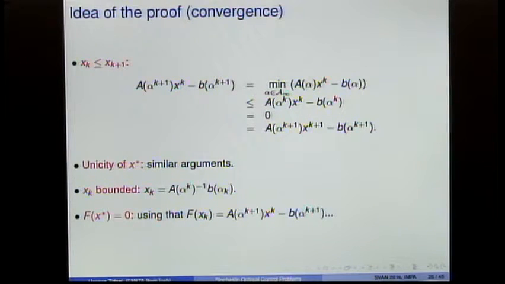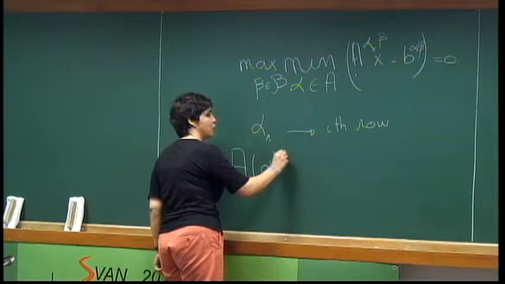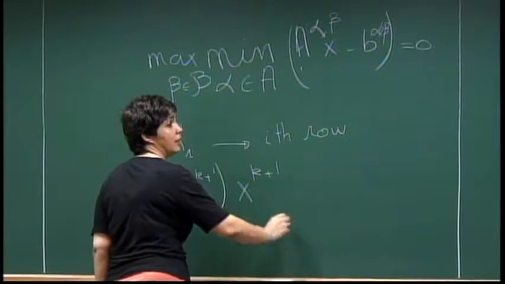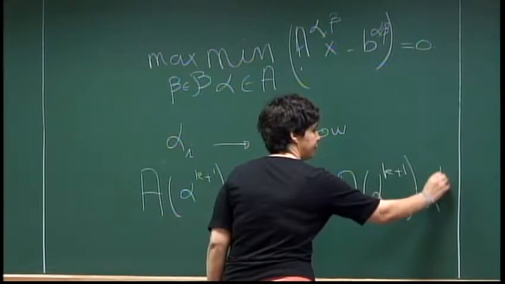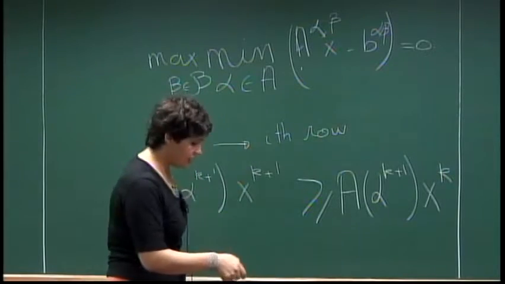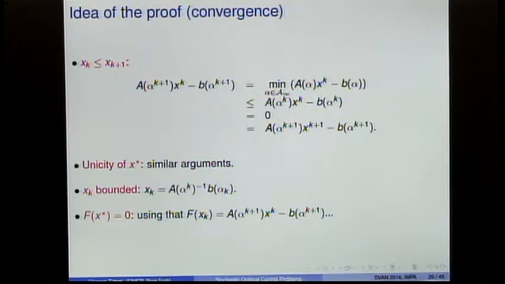But with the policy alpha k, xk was the solution to the linear system. Then this is equal to 0, and this is also the case if you fix the policy alpha k plus 1, xk plus 1 is the solution of this linear system. So what you have as a conclusion is that A alpha k plus 1 xk plus 1 is greater than A alpha k plus 1 xk. And since the matrices are monotone, then you get this information. This is just to show that the sequence is increasing.